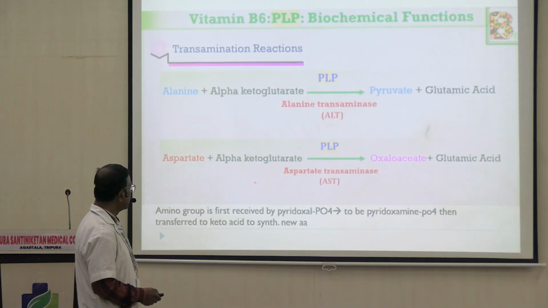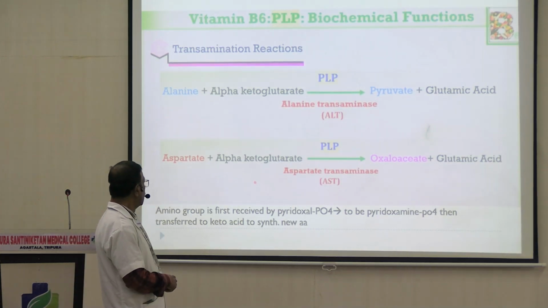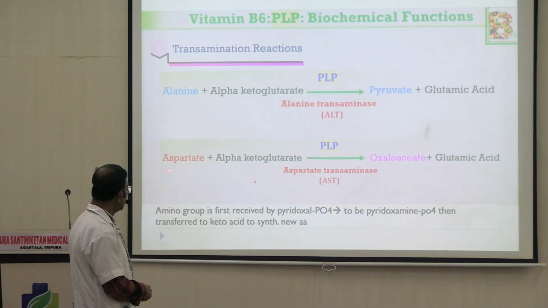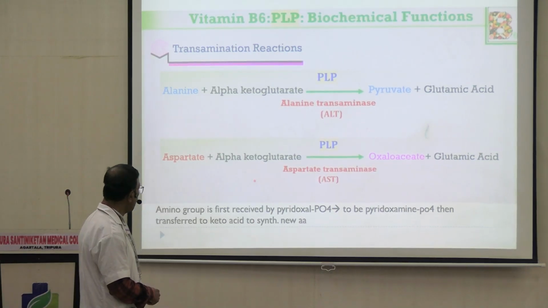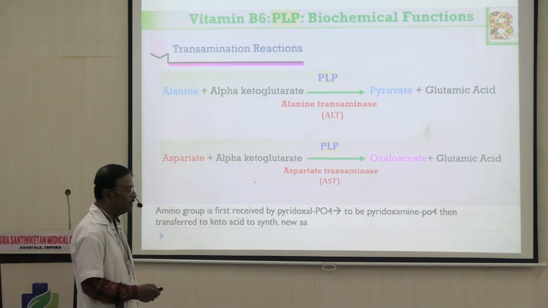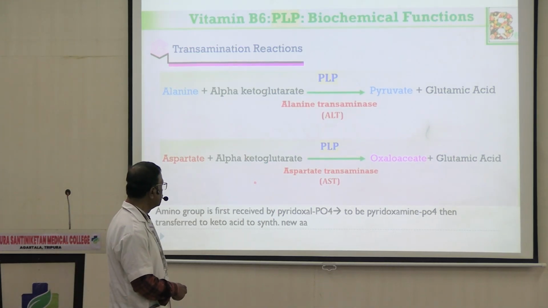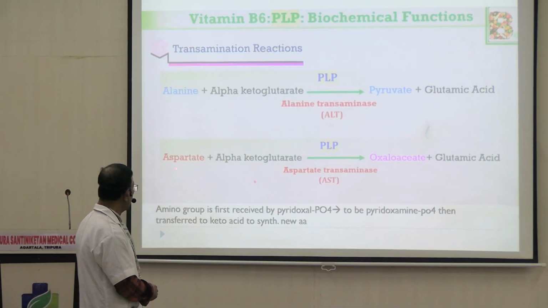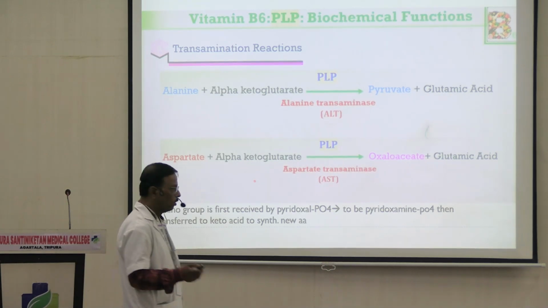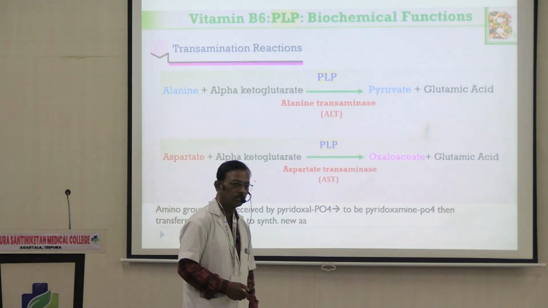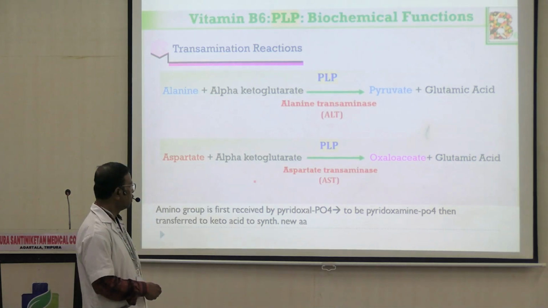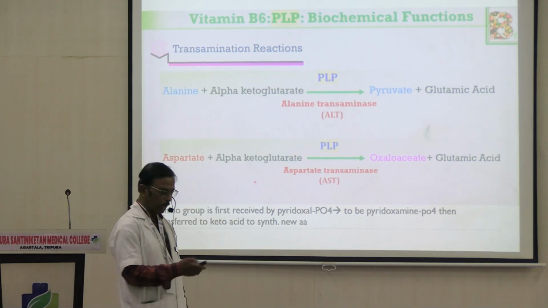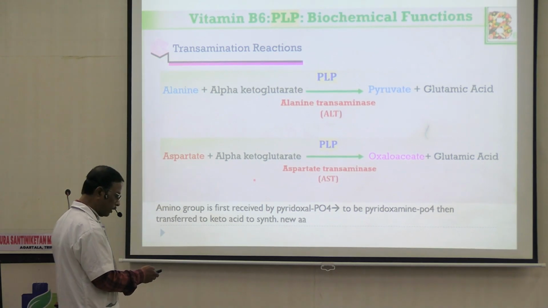Now another is aspartate. The amino group from aspartate is transferred to alpha-ketoglutarate, which is a keto acid, and the alpha-ketoglutarate becomes a new amino acid, glutamic acid, and aspartate becomes a new keto acid, that is oxaloacetate. Then this oxaloacetate enters the TCA cycle to give energy for further metabolism.